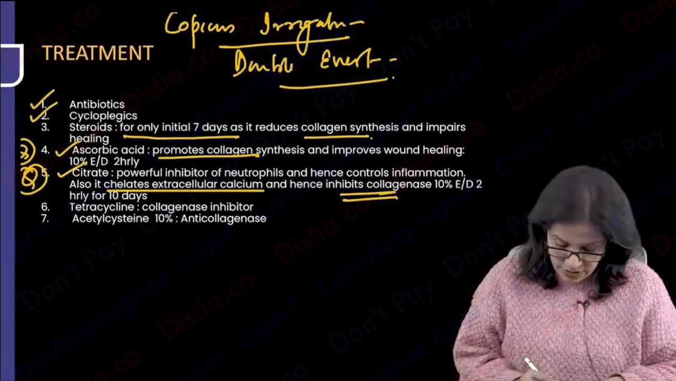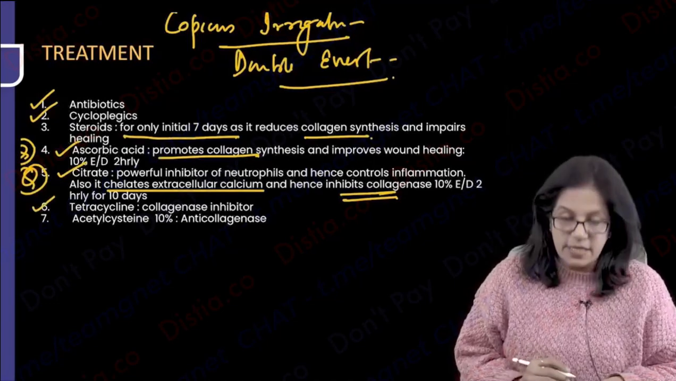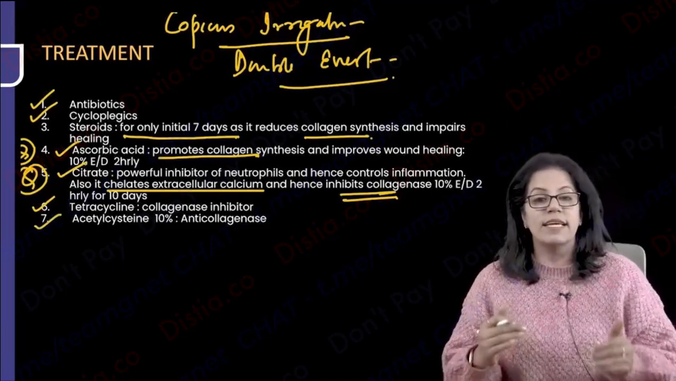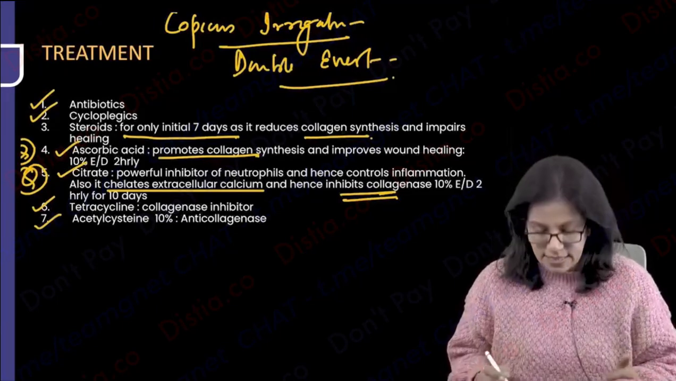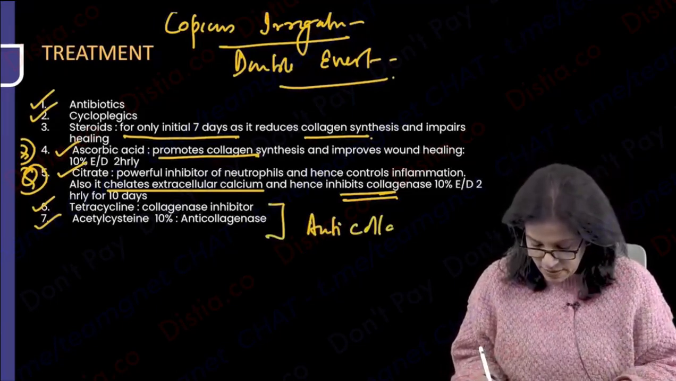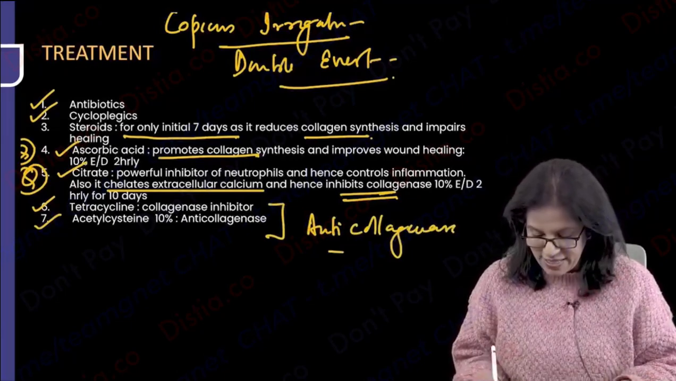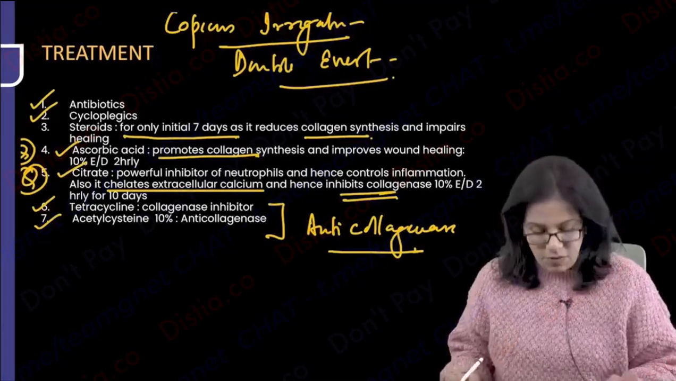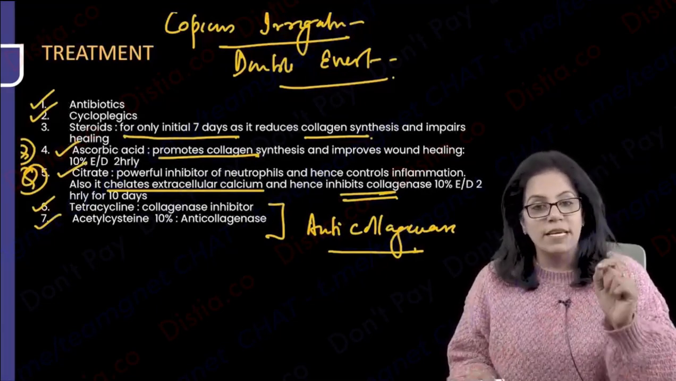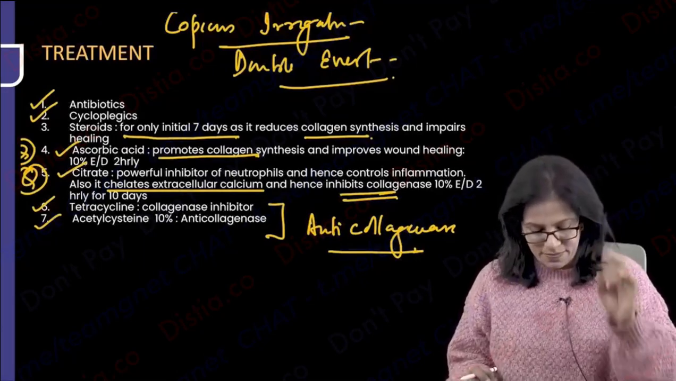Also, we have the role of tetracycline. This also is an inhibitor of collagenase, and acetylcysteine is also anti-collagenase. So tetracycline and acetylcysteine are all anti-collagenase. Just remember these are also anti-collagenase. But what is most important from the exam point of view? We are going to remember ascorbic acid and citrate.